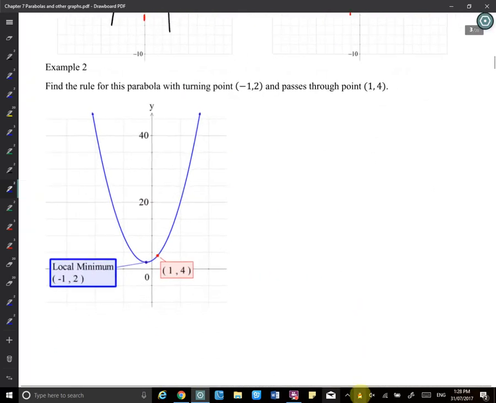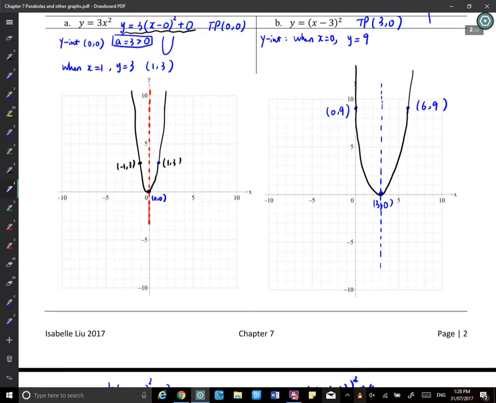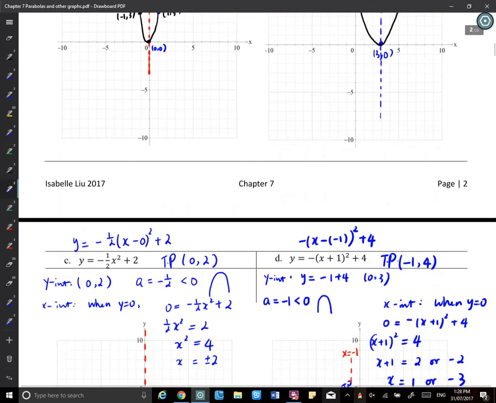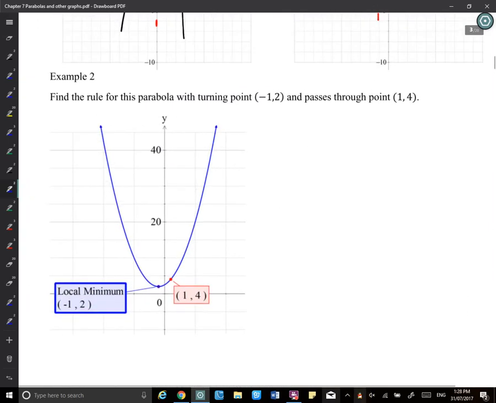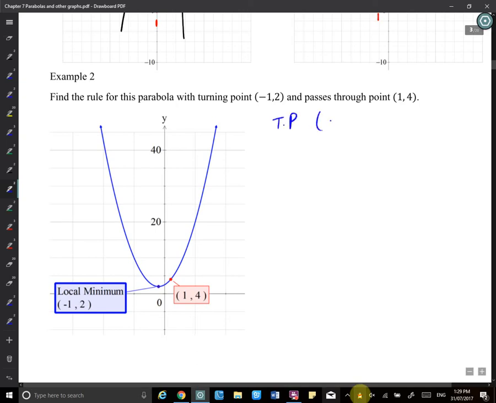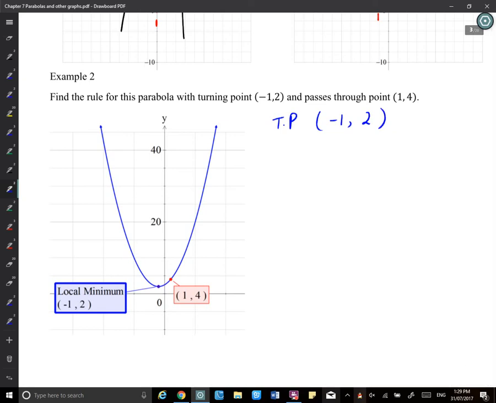Example 2. All of those 4 questions are asking you to sketch a graph. Number 2 is asking you to find the rule when the graph is already sketched for you. So the graph is like that, and you have a local minimum at -1, 2. Local minimum just means turning point. You have a turning point at -1, 2. I want to find the equation for that.